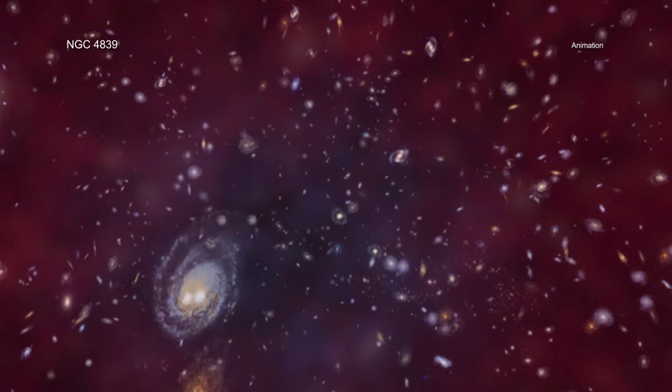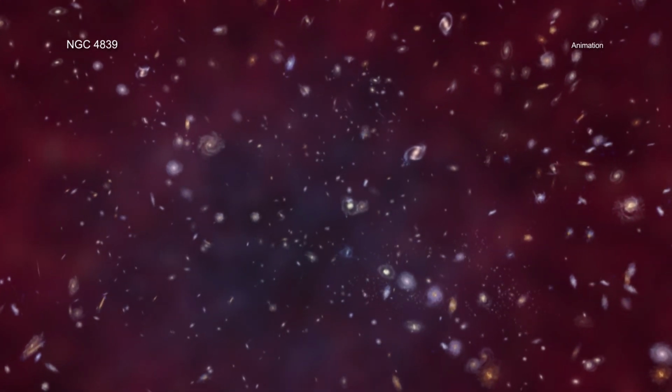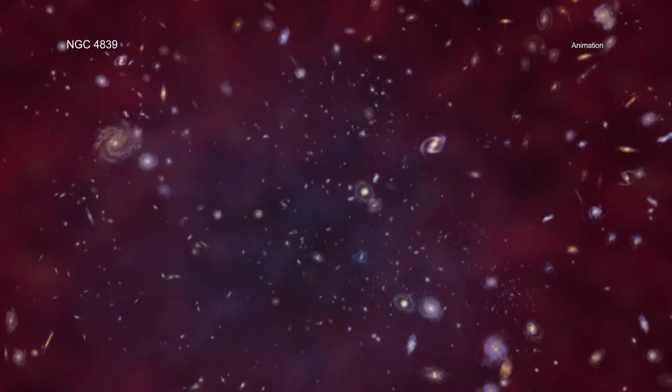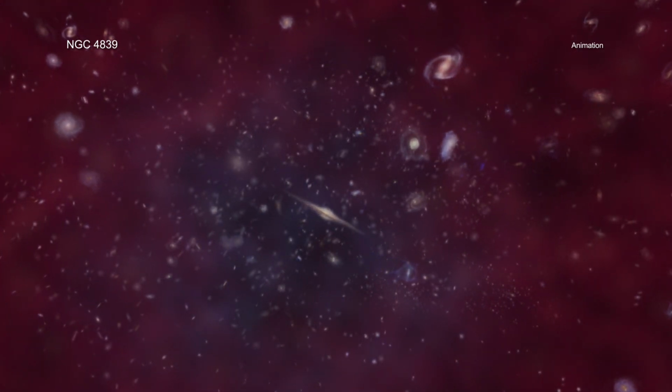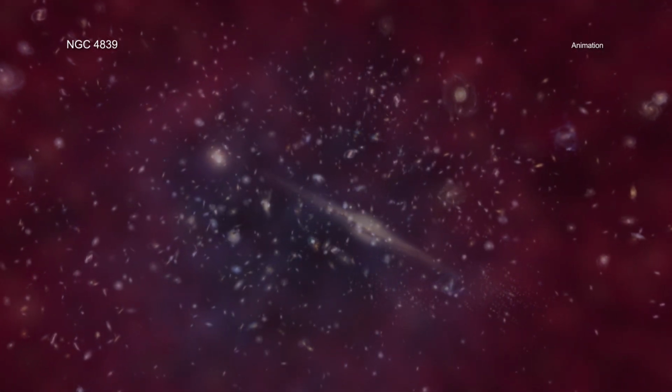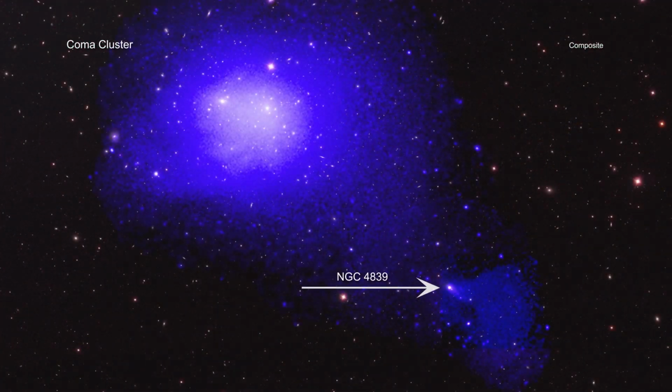These superheated pools of gas, though extremely thin and diffuse, represent a significant portion of the mass in galaxy groups or clusters and are crucial for understanding these systems. NGC 4839 is located near the edge of the Coma Galaxy Cluster, one of the largest known clusters in the universe, about 340 million light-years away.